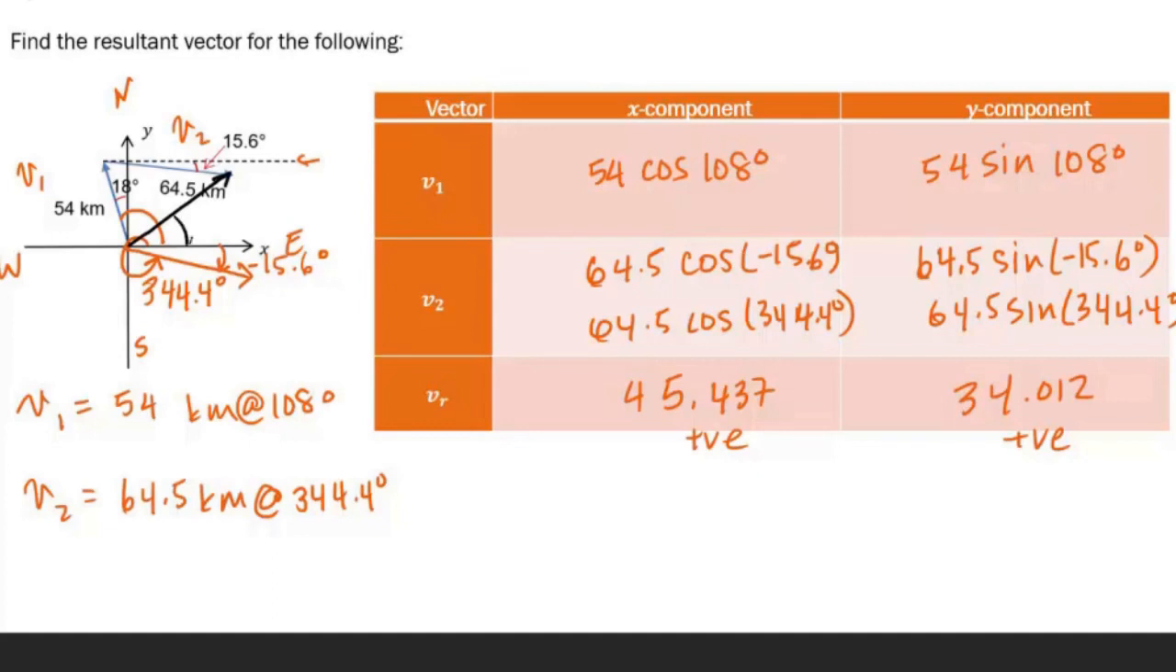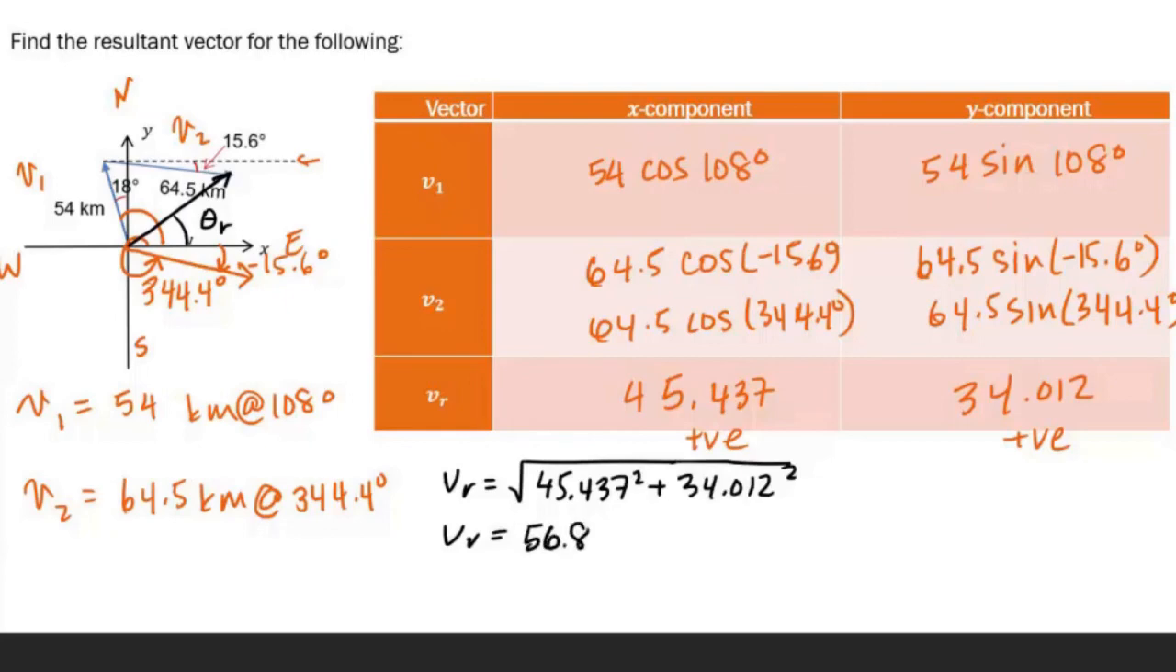So I know that as soon as I calculate the angle using the inverse tangent, I have the final direction for the resultant. This will be theta r. It's nice to have a quadrant 1 angle. It takes away one step from doing these problems. All right, what is the magnitude of the resultant? Well, the magnitude is going to be the square root of the sum of the squares of the other two sides. So we find we have a magnitude of 56.8 kilometers.